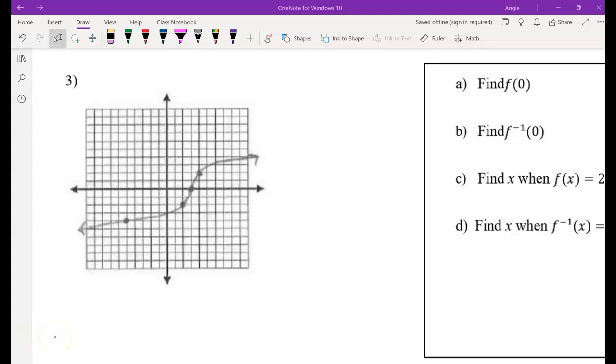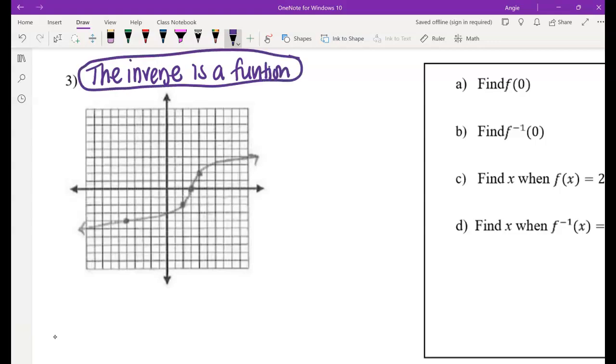All right, guys. So first, let's answer if the inverse is going to be a function or not. The original is a cube root. If we draw a horizontal line test here, guys, it passes the horizontal line test. That means the original function is one-to-one. So what that means, guys, the inverse will be a function, okay? The inverse is a function, because the original is one-to-one.